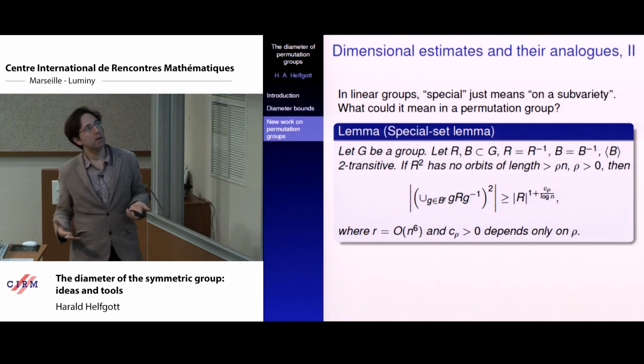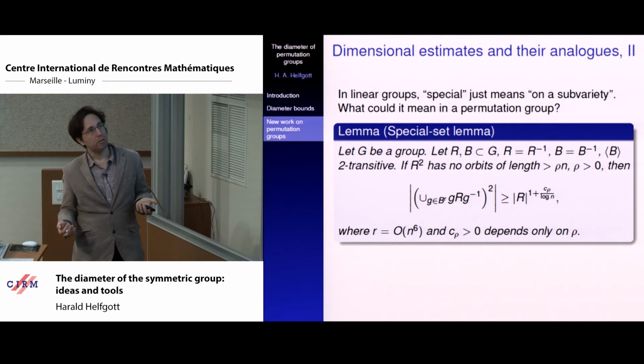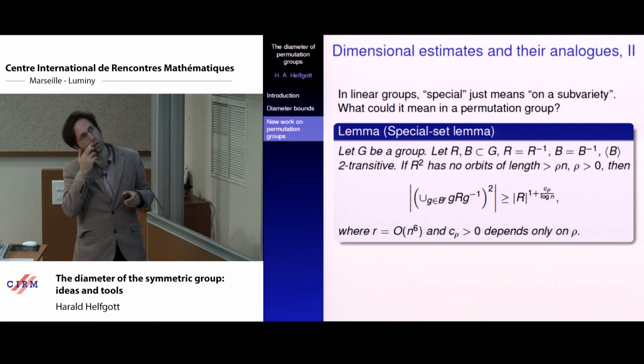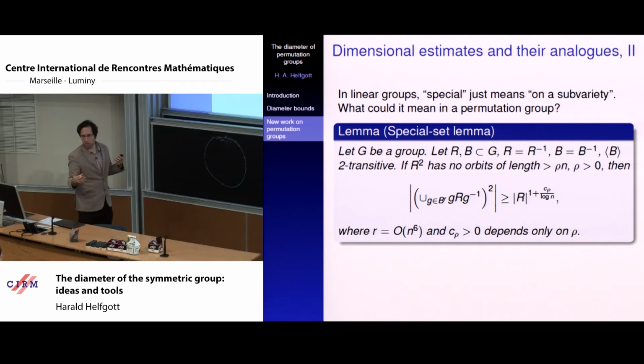You get that if you have a set R such that R squared doesn't have long orbits, so it's not necessarily sitting in a stabilizer, it just doesn't have long orbits, meaning 1 up to n has no long orbits under R squared, then R, after being conjugated by a few things and multiplied by itself, grows. It's larger than R to the 1 plus a constant over log n.